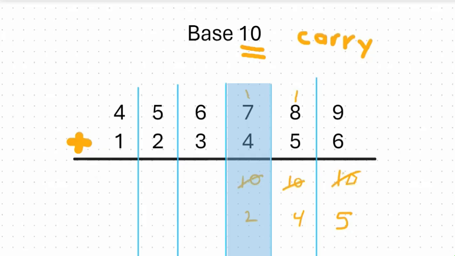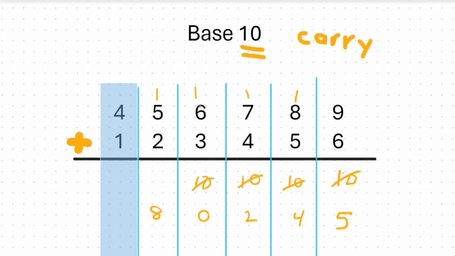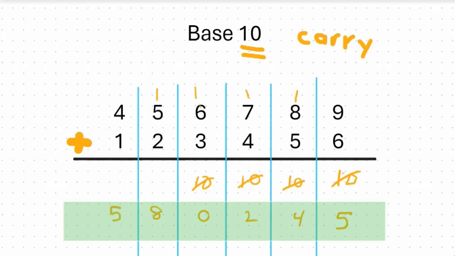Let's carry. Here we have 9 plus 1 is 10. Well, that's a 10 and a 0. Let's carry. And here we have a 7 plus 1 is 8. And here we have a 4 and a 1 is 5. And there's your answer for base 10.